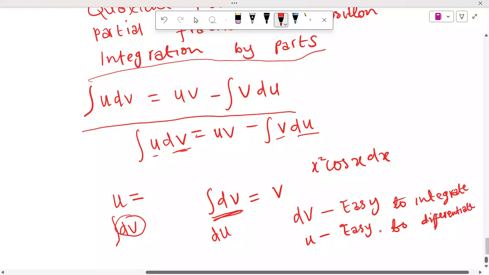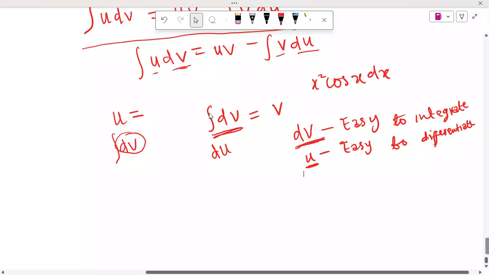So this is how you pick. The one which you see is easy to integrate, you set equal to dv. Then you see this one is very easy to differentiate, you pick it equal to u. That's the tricky part of this formula. It's very easy: just know which one should be dv. The one which is easy to integrate will be your dv, and the one which is easy to differentiate will be u.